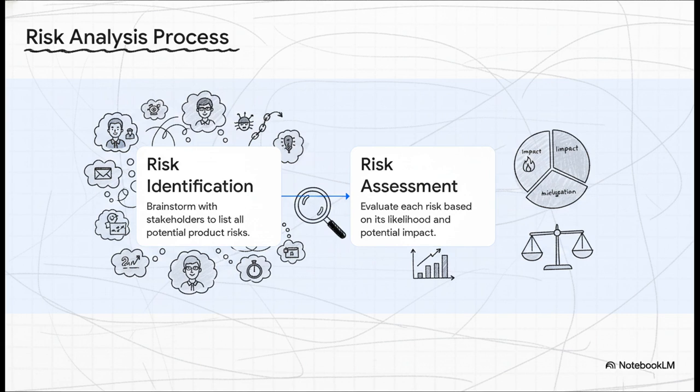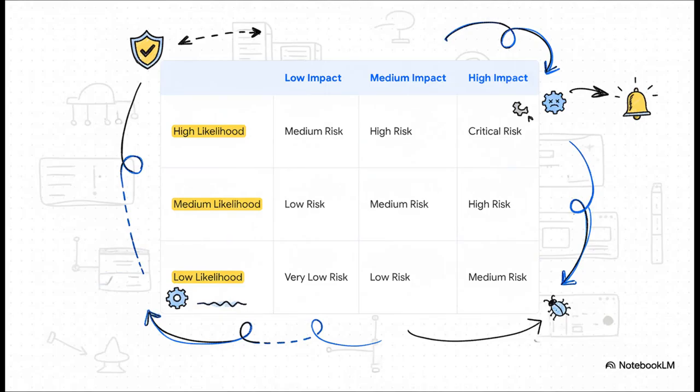Then part 2 is risk assessment. You take that list, and for every single item, you ask two questions. How likely is this to happen? And if it does happen, how much will it hurt? And this is where a tool like a risk matrix comes in. You've probably seen one of these before, and they're a classic for a good reason. It makes you visualize the risk.